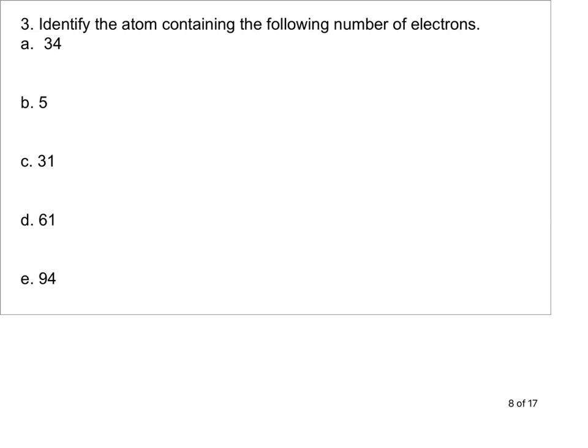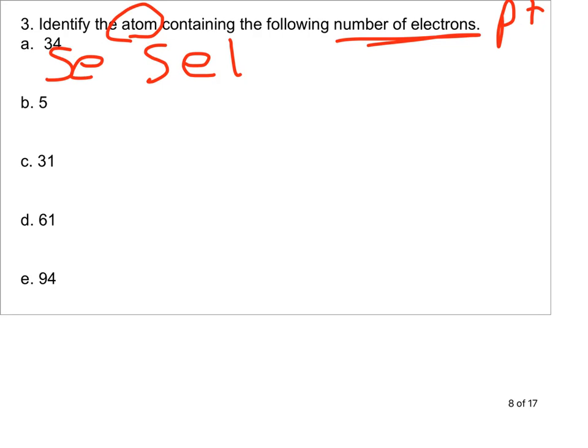And here we want to know the atom containing the following number of electrons. So this would be the number of electrons, also the number of protons, because we're talking an atom. So we just look up the number in the periodic table. And number 34 is Se, selenium. Number 5, B, boron.